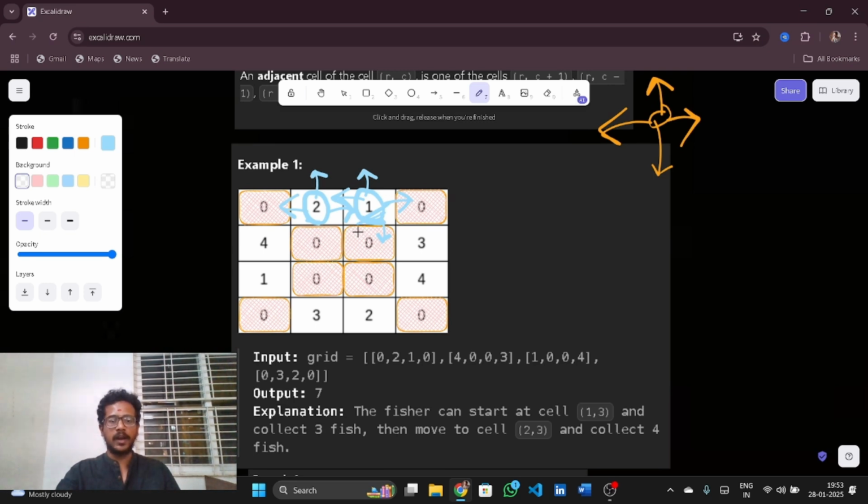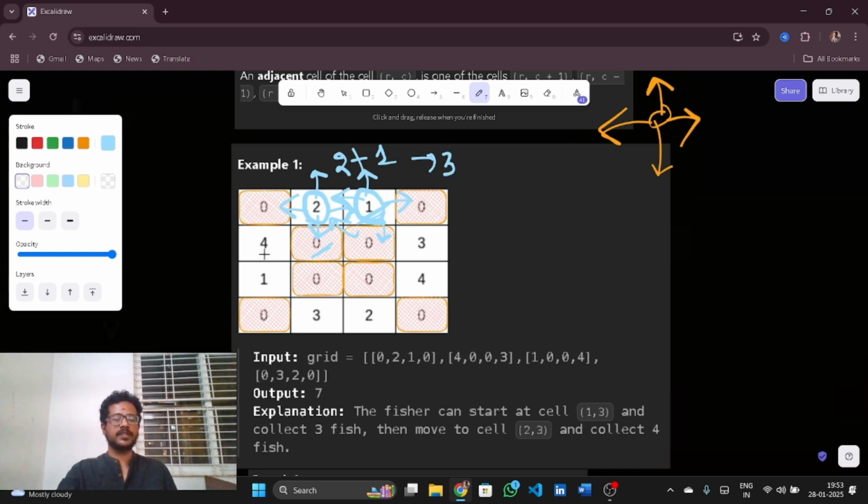Now, what will I do? I'll backtrack, and for this one, I have only visited 3 directions, right? So now I will also see to the bottom, and I have a land cell over here. So the number of fish caught in this traversal is 2 plus 1, that will be 3.